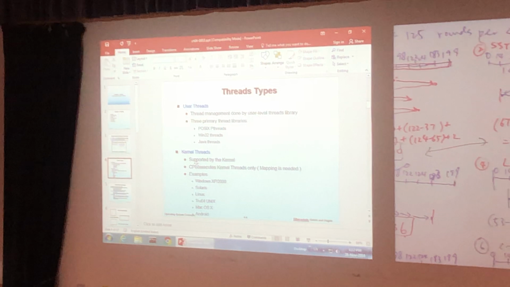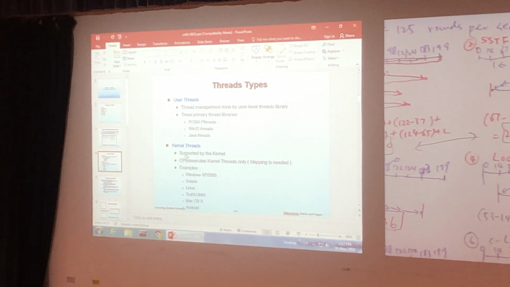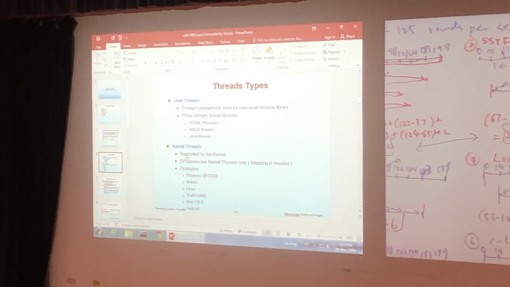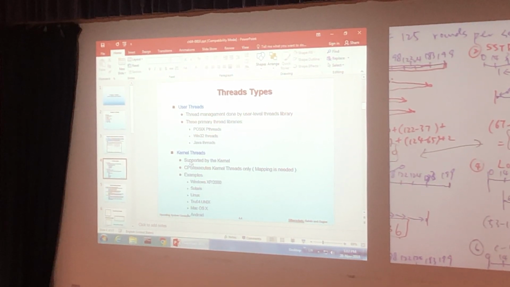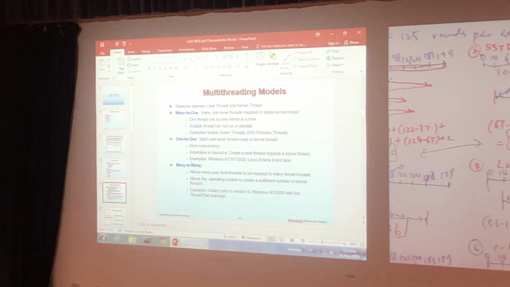And the second thing is we have different types of thread, which is important. User thread, kernel thread, what are the differences? One is more expensive, one is easier to create.